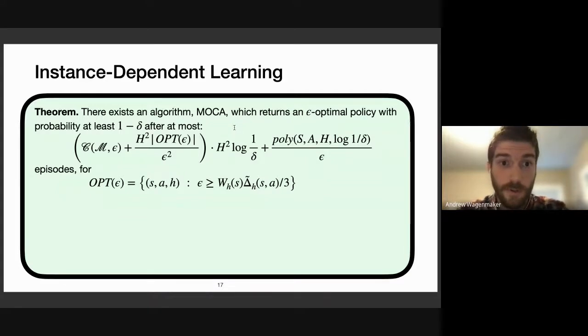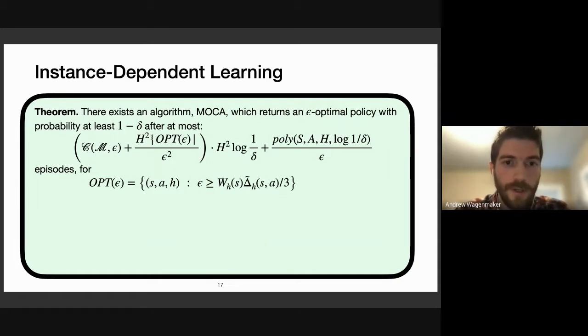And then we have the following theorem. There exists an algorithm, Mocha, which returns an epsilon optimal policy with probability at least 1 minus delta after at most this many episodes, where it's the gap visitation complexity plus this additional term, which I'll describe in a second, times some extra H factors times log 1 over delta. And then you get this lower order term that's polynomial in S, A, and H and is divided by epsilon.